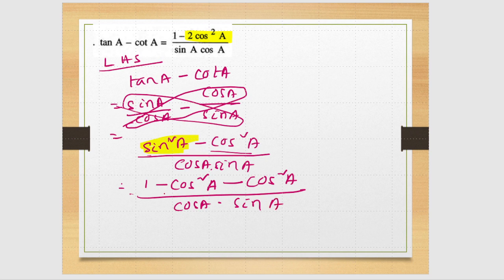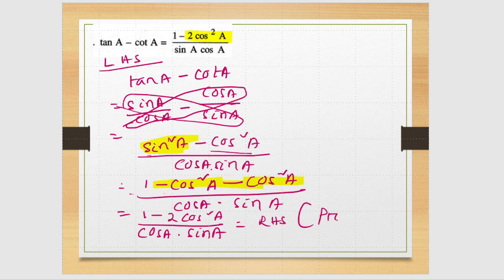Now see, both this cos square A and this cos square A are there with the same sign, that is minus sign. So what will you do? Same sign you will add. So now add them. What will be your final answer? 1 minus 2 cos square A by cos A into sin A. This is nothing but your RHS, and this is proved.